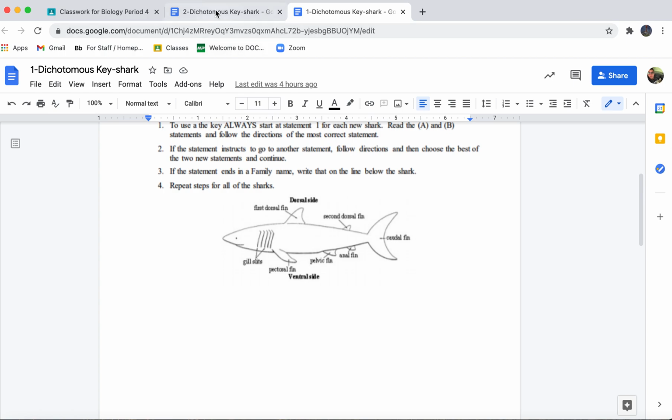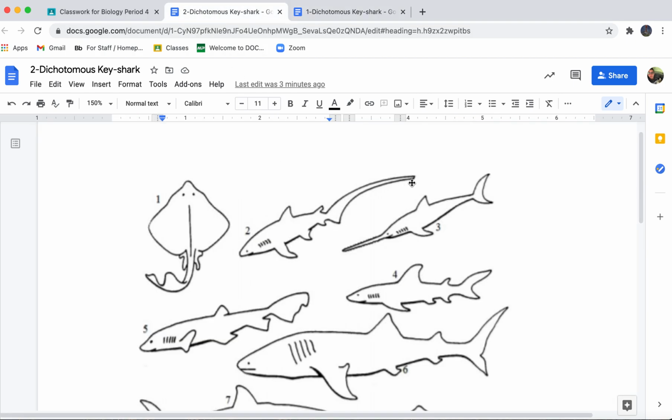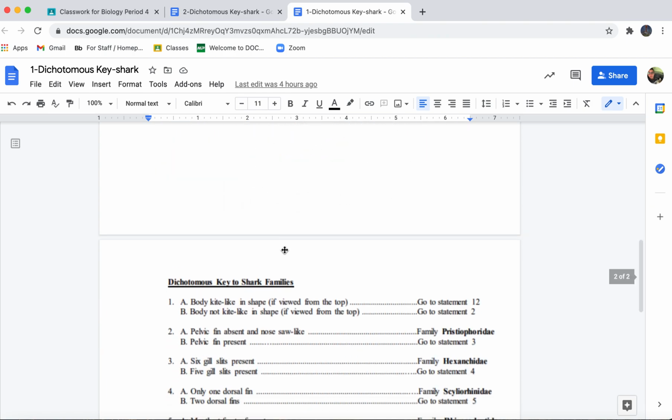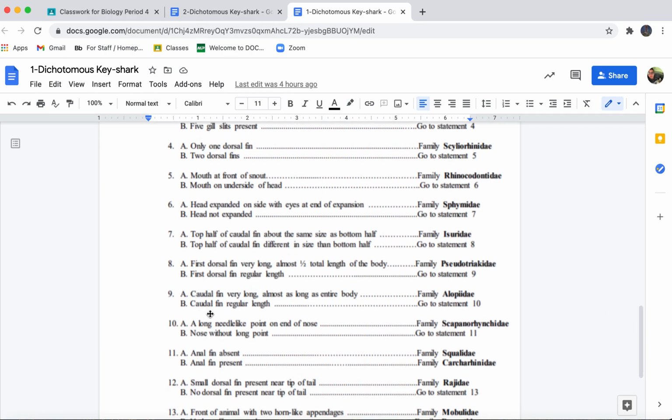That's what it's asking. So if we look at this tail, if I cut this tail in half, is it going to be the same on the top and the bottom, or is it going to be different? This one's going to be different, right? It's not symmetrical. So we're going to go with caudal fin, top half of caudal fin is different in size than the bottom half. So we're going to go to statement 8.